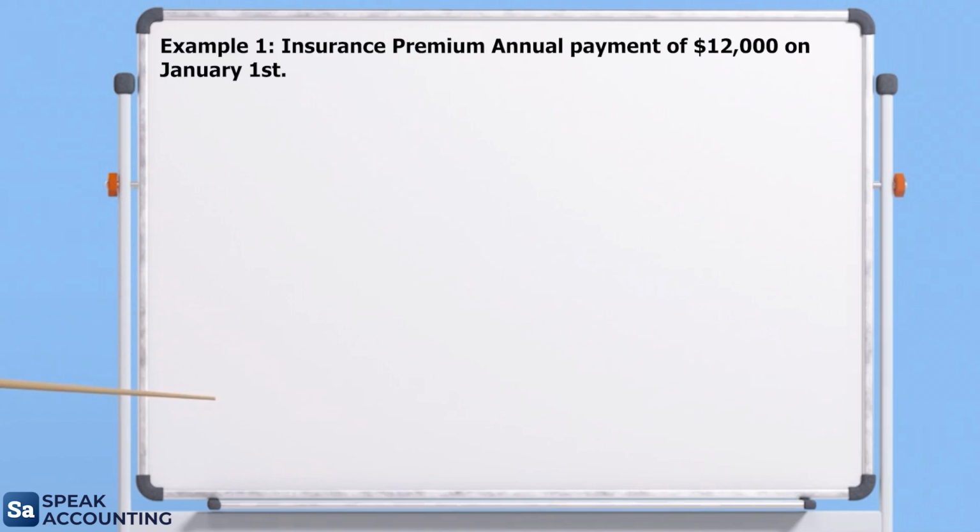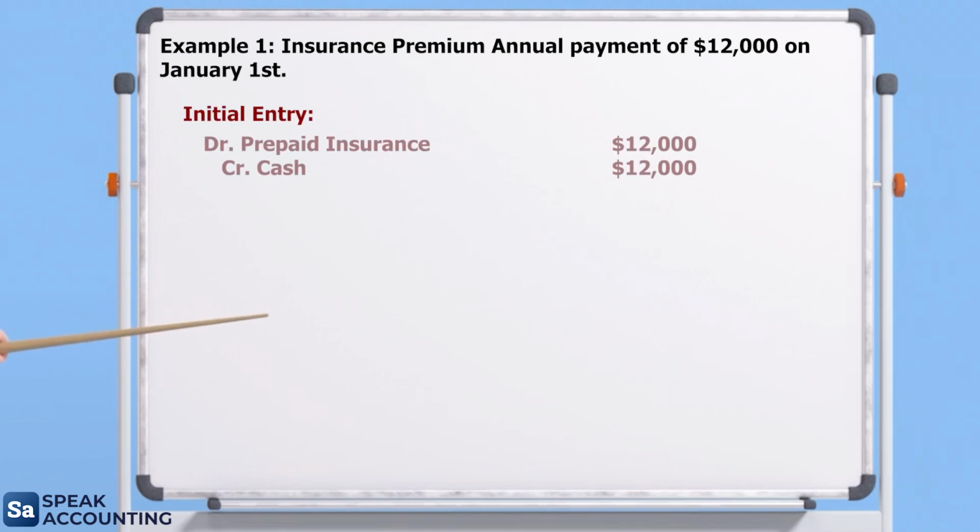Example 1. Insurance premium. Annual payment of $12,000 on January 1st. Initial entry: debit prepaid insurance, credit cash $12,000. Explanation. We debited prepaid insurance because we are initially recognizing the asset, the right to insurance coverage. We credited cash because we paid cash for the premium.